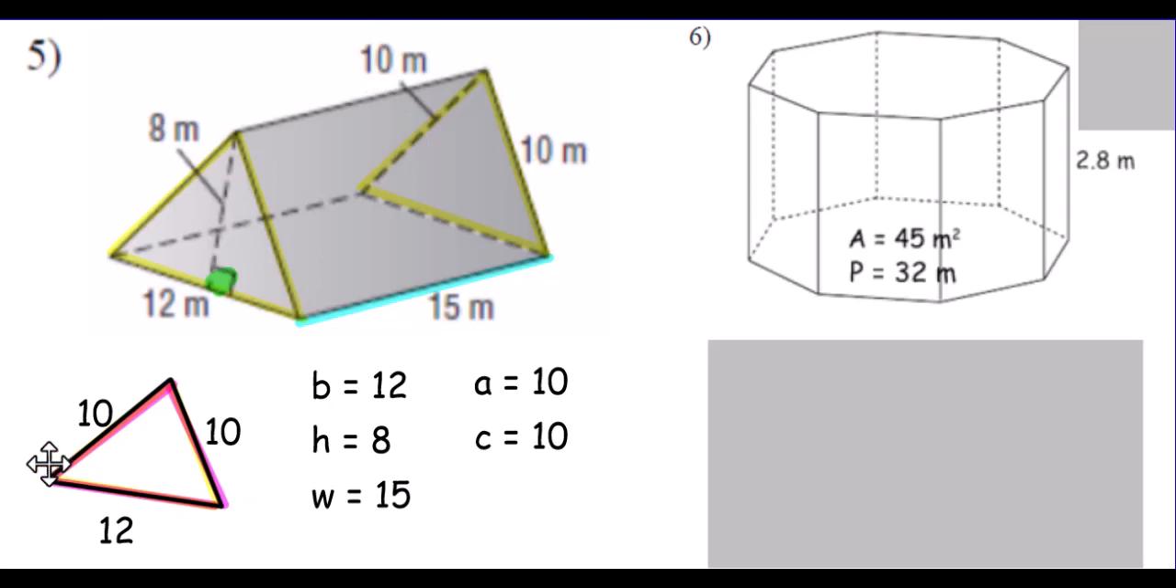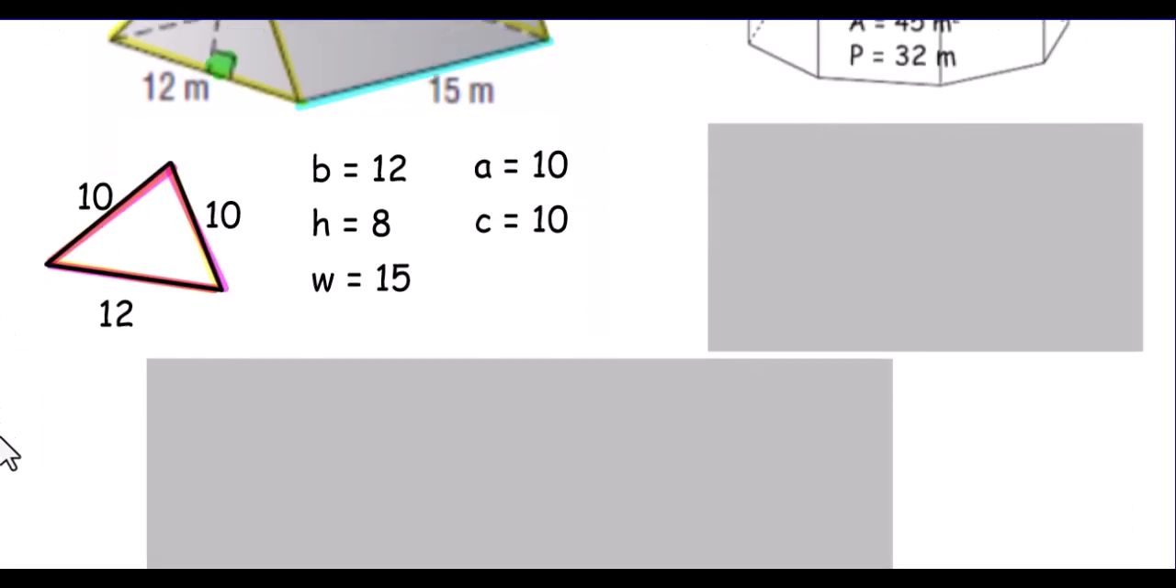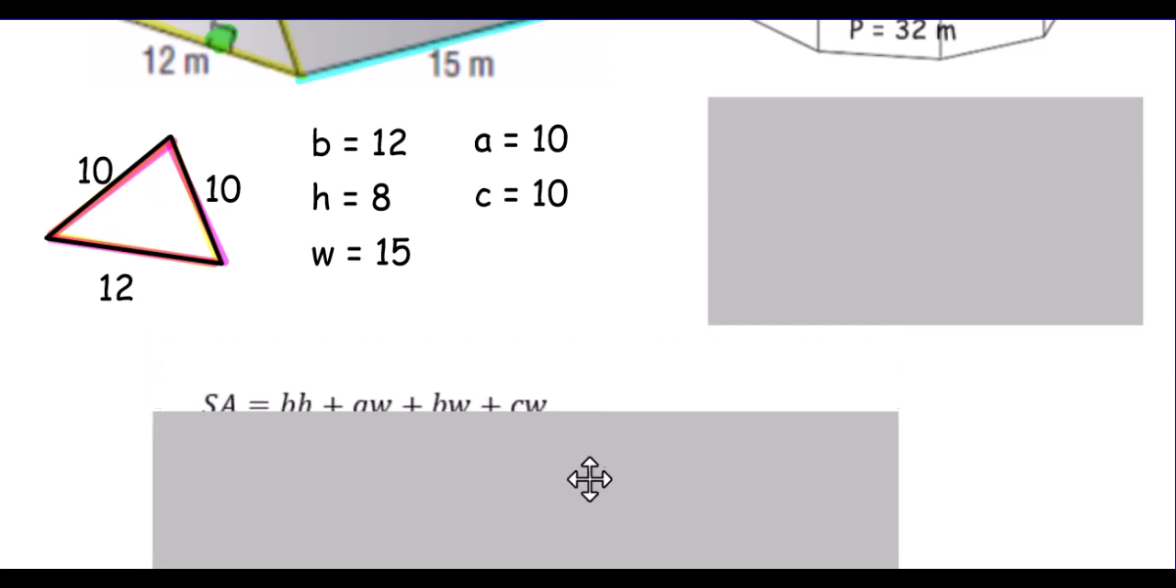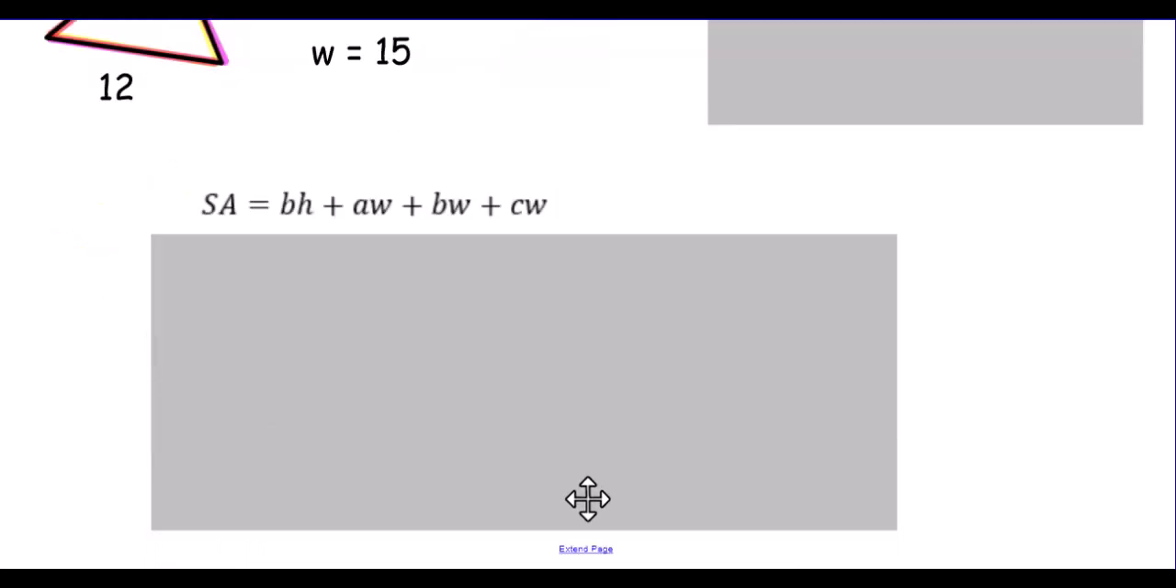So it's not a bad idea to redraw the triangle and maybe check them off as you go, highlight them as you go, or make sure that you've used all of those sides of your triangular base. All right, let's plug that in. So surface area is BH plus AW plus BW plus CW.